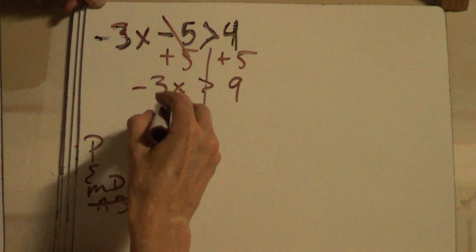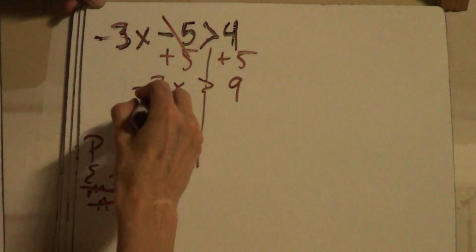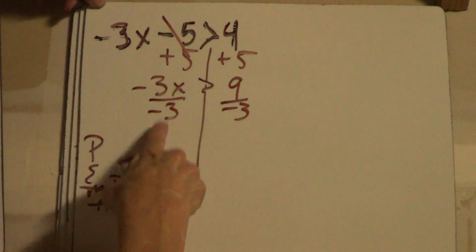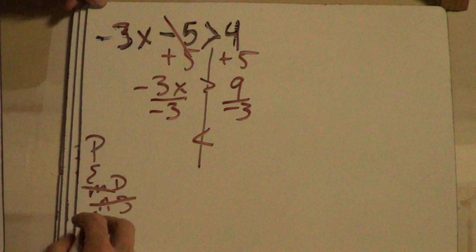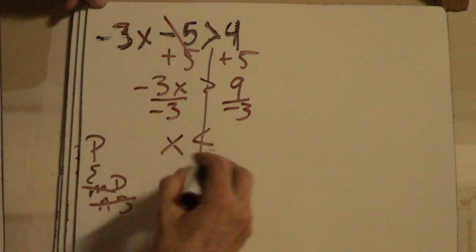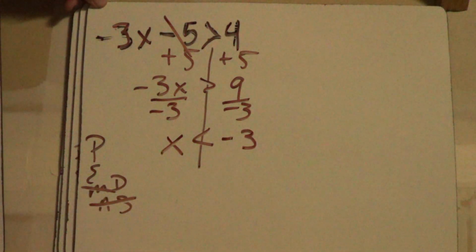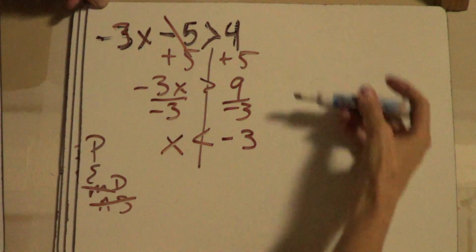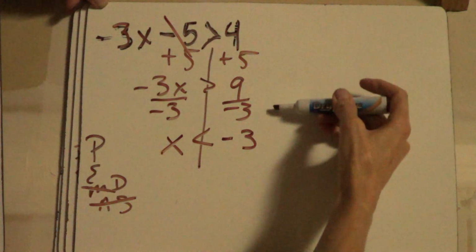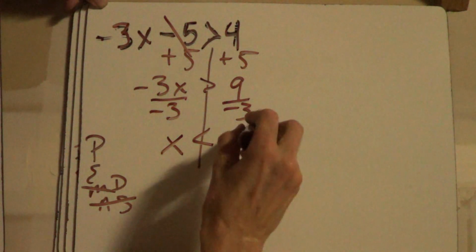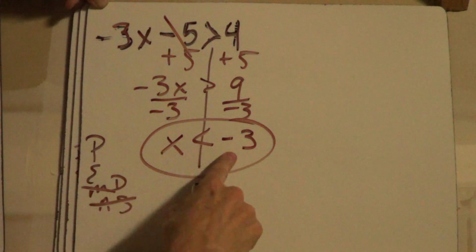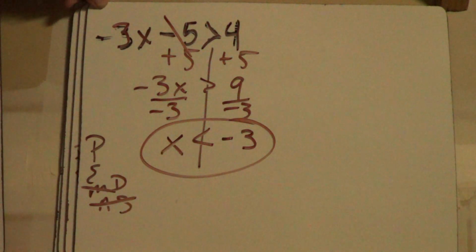Now we need to get rid of that multiplication, so we divide by negative 3. Hopefully you remember from the first problem, anytime we divide by a negative, we flip this sign. So x now has to be less than negative 3. Write in your properties. This would be addition property of inequality. This would be the division property of inequality. And circle your answer. So in order for this to be greater, we have to have an x value less than negative 3.